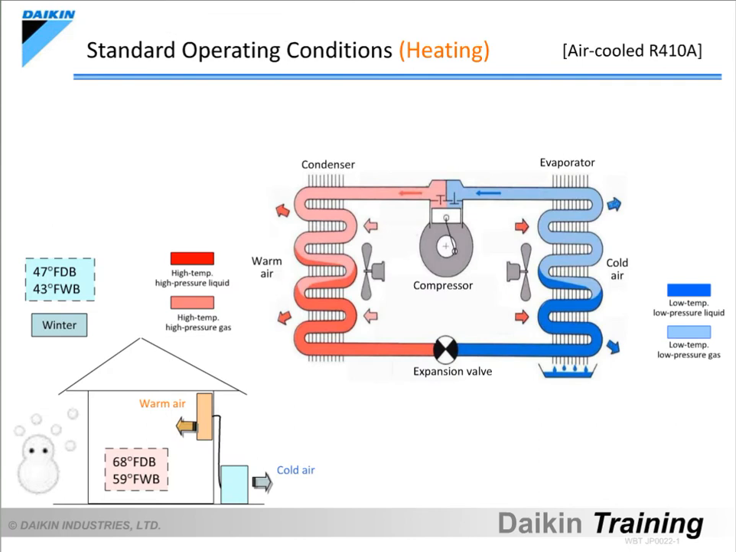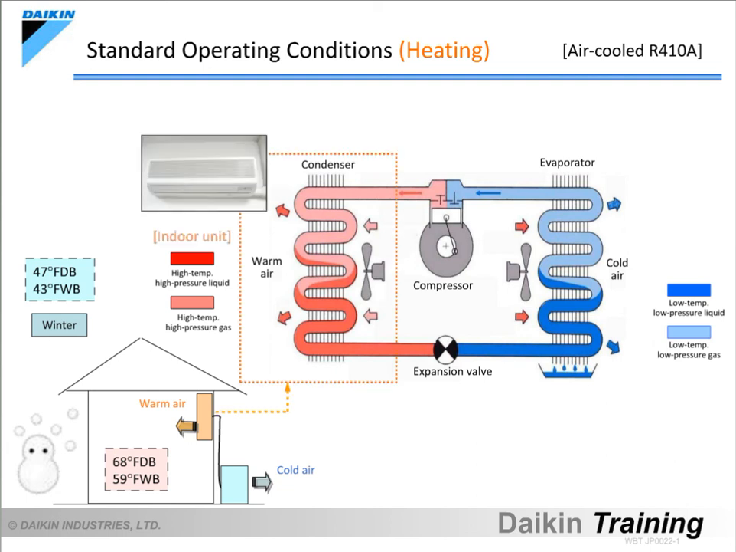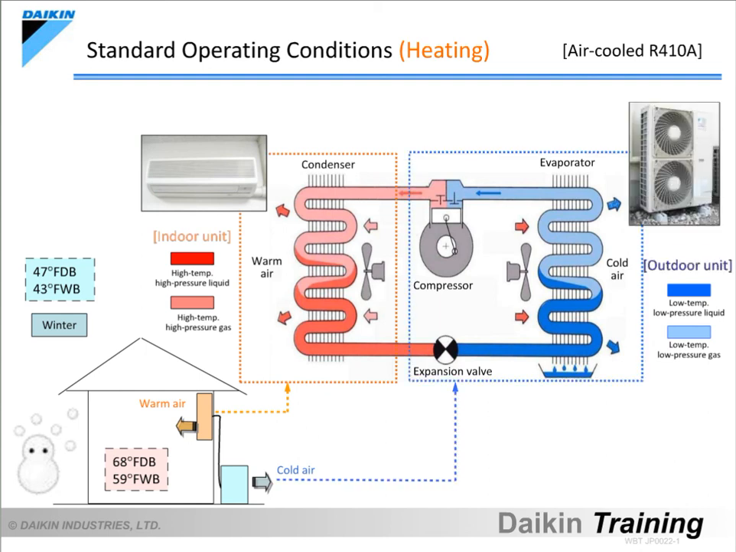According to the operating conditions during heating in the winter, where R410A is used in an air-cooled air conditioner, what would the temperature and pressure levels be in the various points in the indoor and outdoor units? During heating operation, changing the cycle makes the indoor unit side function as a condenser and the outdoor unit side as an evaporator.